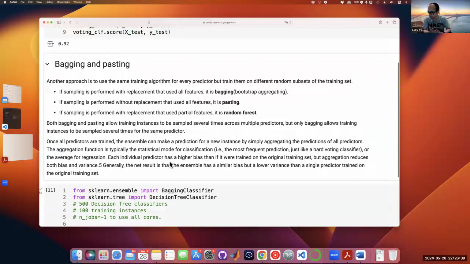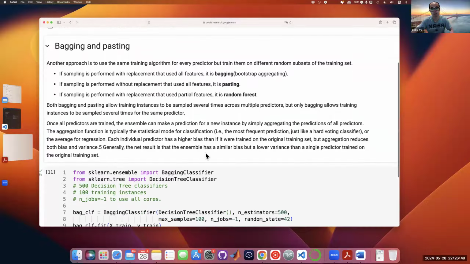So usually the trick that we do is we take this kind of aggregation. Aggregation usually can reduce both bias and variance. So as a result, if we take ensemble methods trained on various different random sets from the training set, usually this has similar bias to a predictor trained on the whole data set, but it will have significantly lower variance than a single predictor trained on the whole data set.